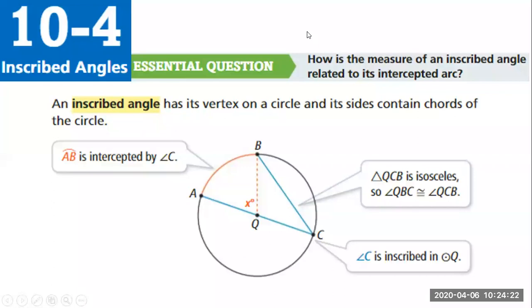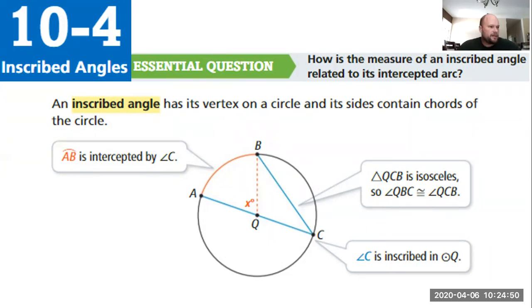Now, an inscribed angle is anytime we have an angle that is on a circle, so the vertex is on the circle, and it's going to be intercepting an arc across from it. So in this diagram that you see on your screen here, angle C is an inscribed angle. The vertex is on the circle, and then the sides are chords.